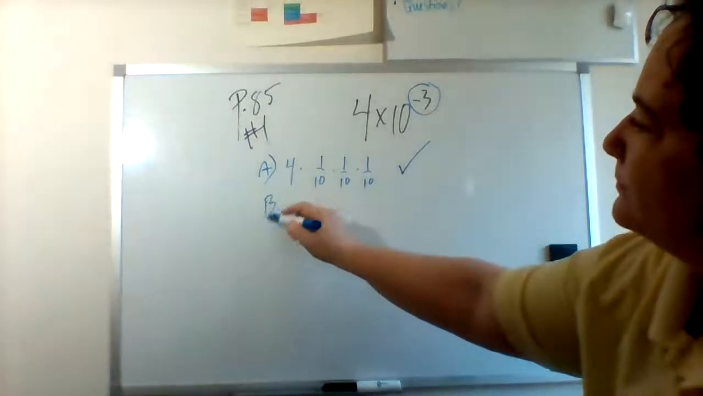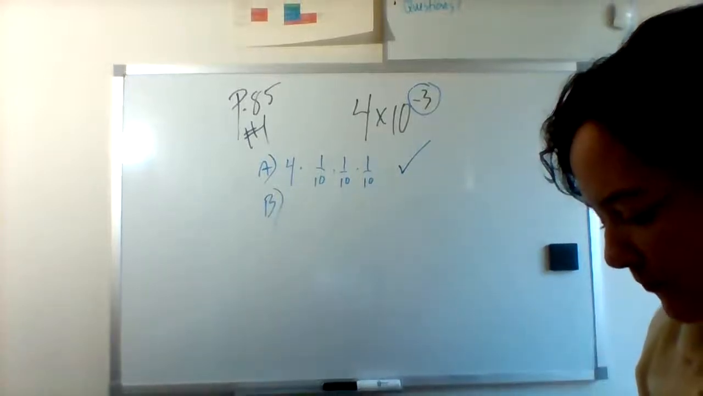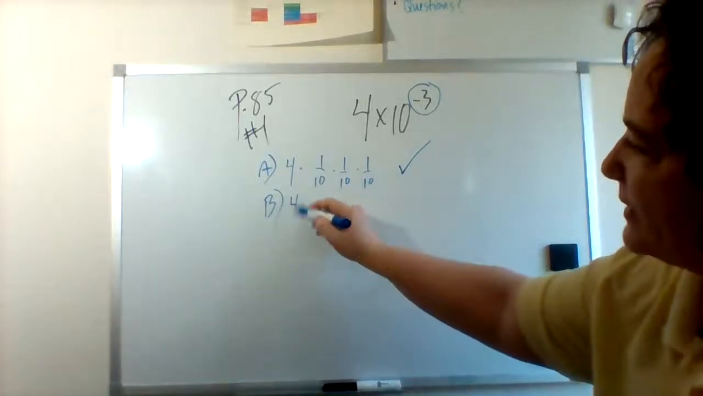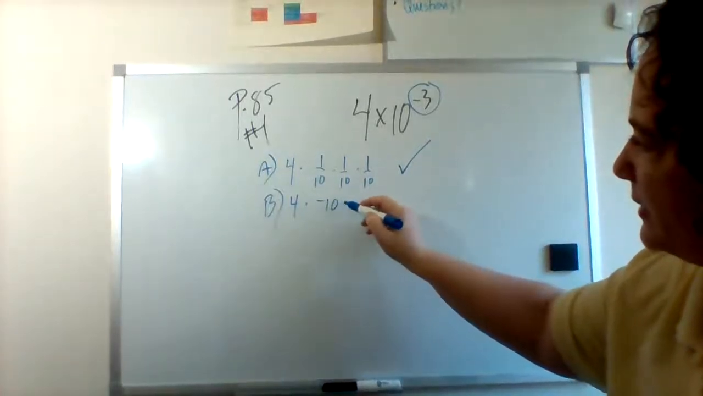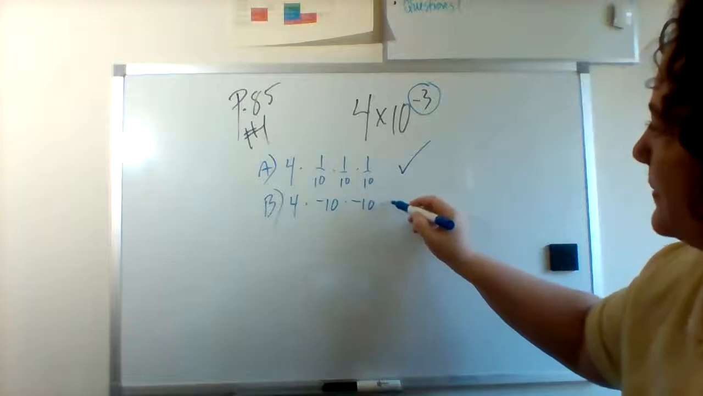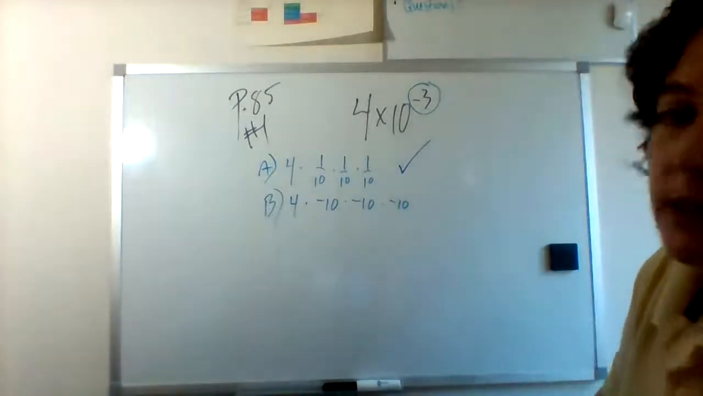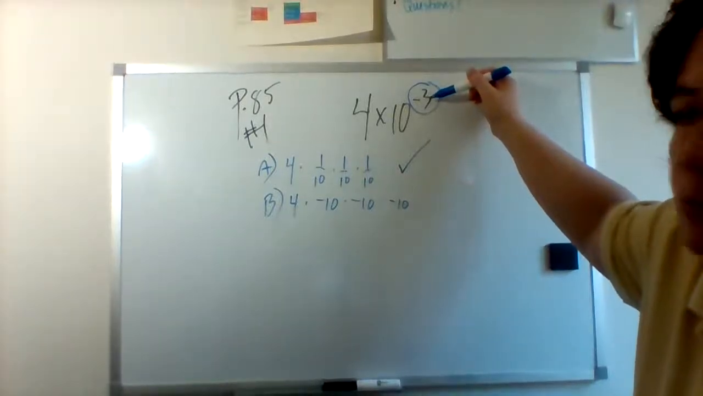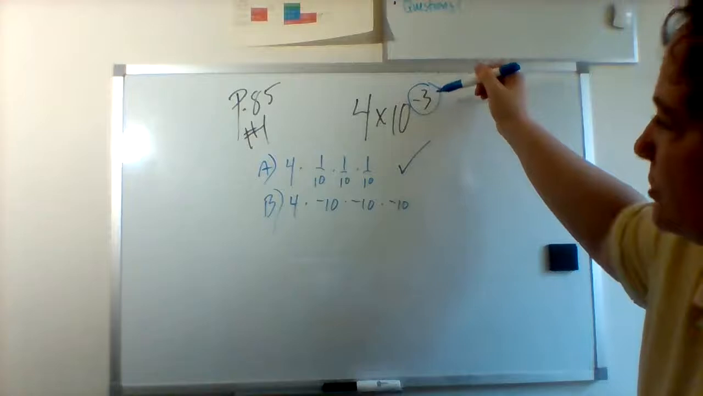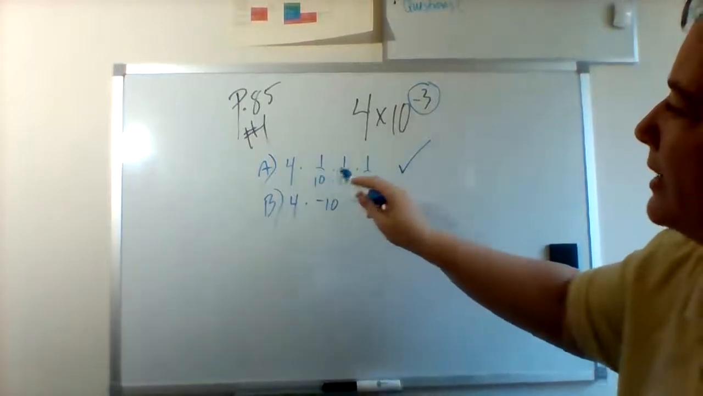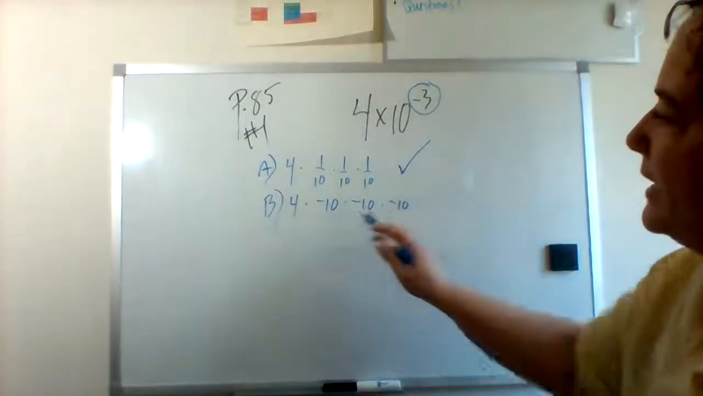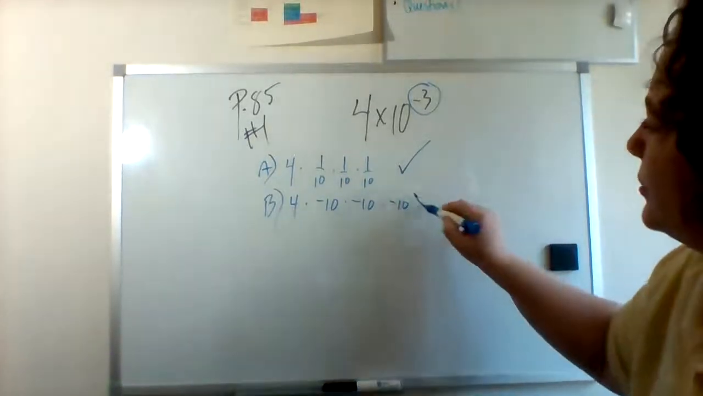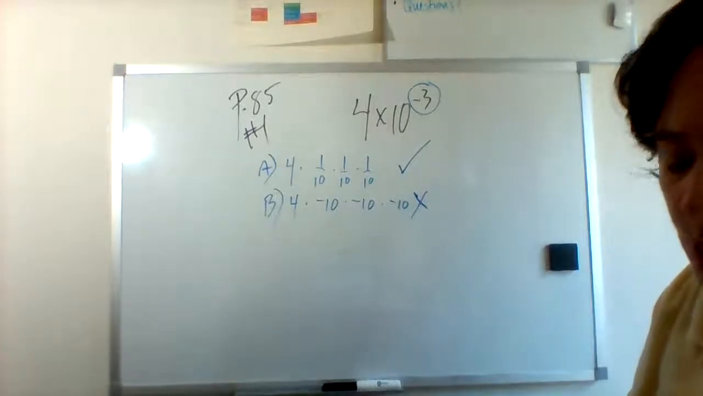Let's take a look at B. Okay, it says 4 times a negative 10 times a negative 10 times a negative 10. So they want to know if you understand what this negative exponent is telling you to actually do. It's telling you to multiply by a tenth by itself 3 times. It is not telling you to multiply by a negative 10 3 times. So this is not true, and is not equivalent.